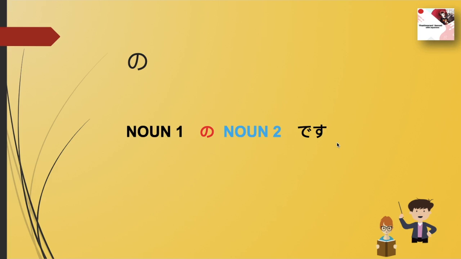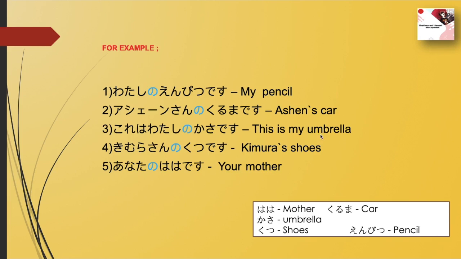Now let's take a look at examples. Here we have my pencil. That means we can say watashi no enpitsu desu. Here watashi means I, but here we can see my, that is a noun. Then we have to convert watashi into a noun. That's why we are using no here. Then watashi no is a noun now, and enpitsu desu. Okay, that's how to do that.